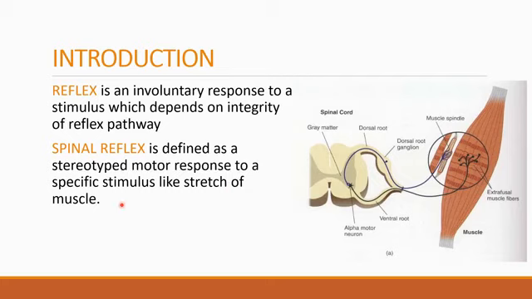Coming to the definitions, a reflex is a rapid involuntary response to a stimulus which depends on the integrity of the reflex pathway, that is the reflex arc. And a spinal reflex is defined as a stereotyped motor response to a specific stimulus like stretch of the muscle. So the stimulus is stretch of the muscle, and the response produced is a motor response, that is movement.